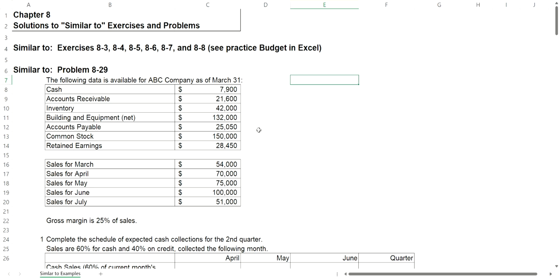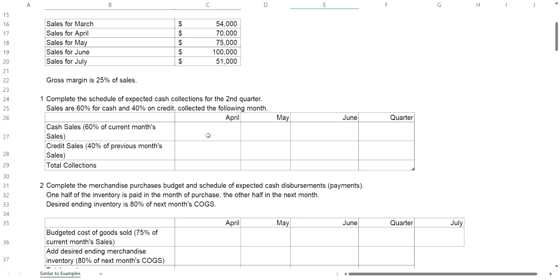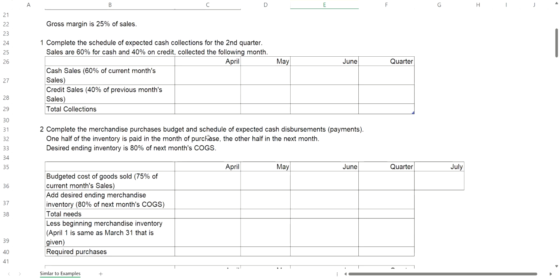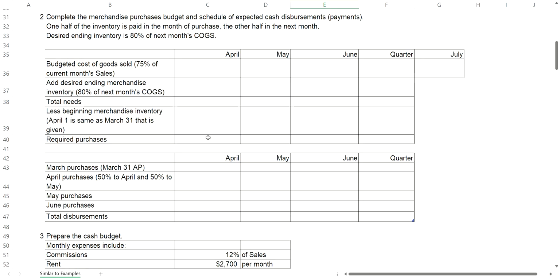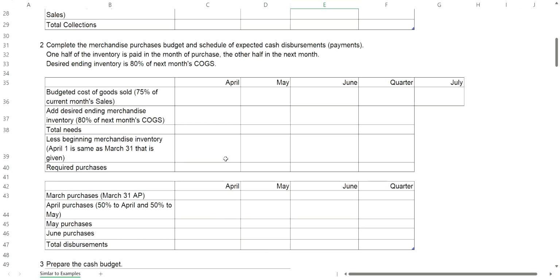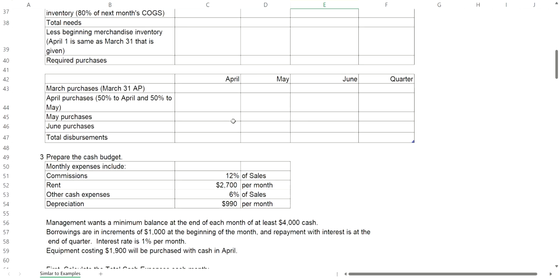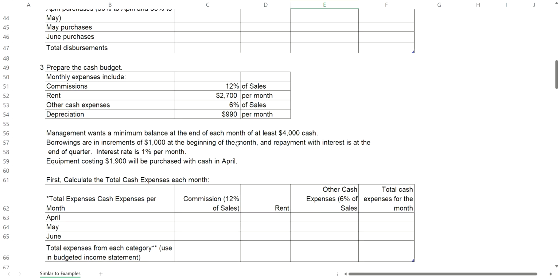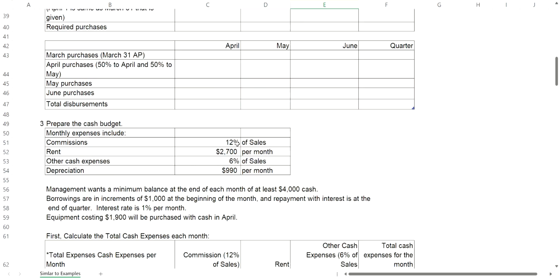up into two videos. In the first video, we're going to do the expected cash collections based on the sales budget. We are going to then do our budgeted merchandise purchases, and then we're going to use some additional information and prepare a cash budget.